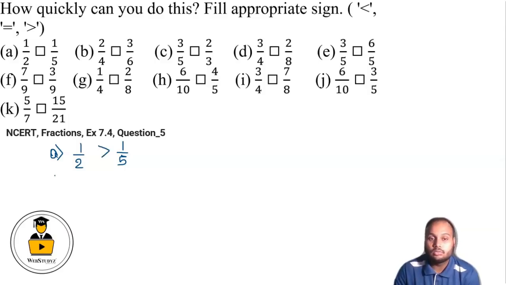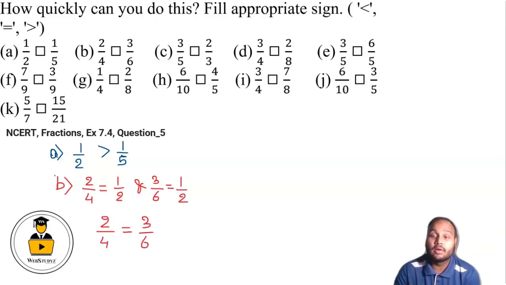Let us talk about the B part now. In the B part, 2 by 4 and 3 by 6, they are two different numbers. Fine. But if we reduce it to simplest form, we know that 2 by 4 is equal to 1 by 2 and 3 by 6 is also equal to 1 by 2. Therefore, 2 by 4 and 3 by 6, they are equal fractions, or we can say they are equivalent fractions basically. Fine.